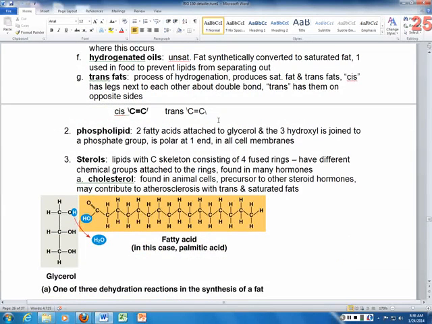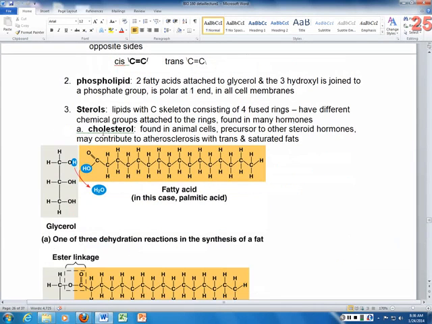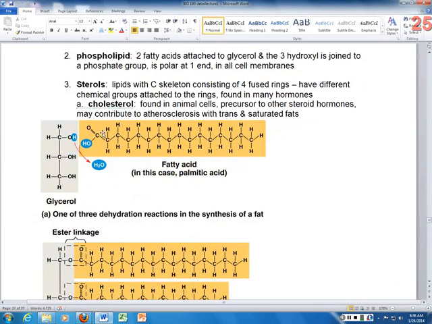So the trans fats, this is that process of hydrogenation that we talked about earlier. The phospholipid, this is two fatty acids that are attached to a glycerol, and instead of having a fatty acid at the third spot, what it's going to have is a phosphate group. And that's going to create an area that's polar. It's going to have a slight charge to it, which means it's going to like to interact with water.